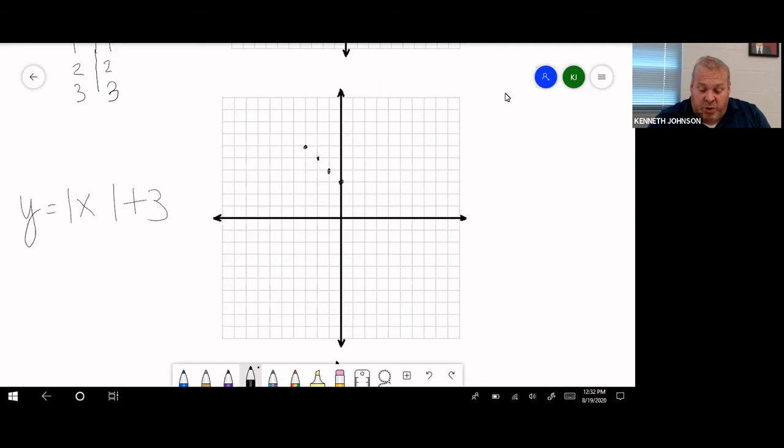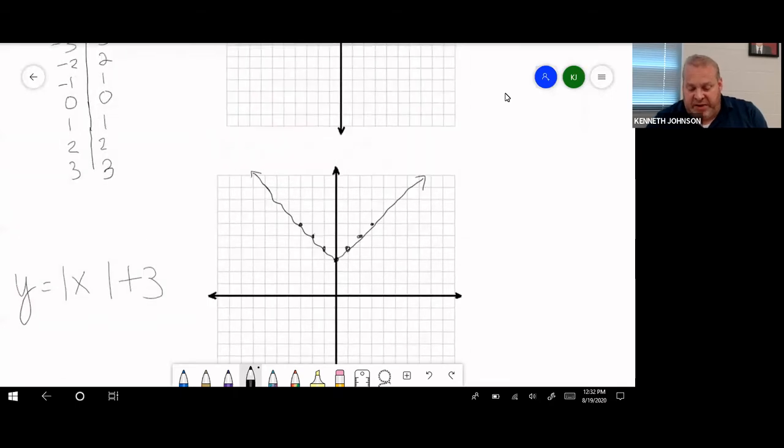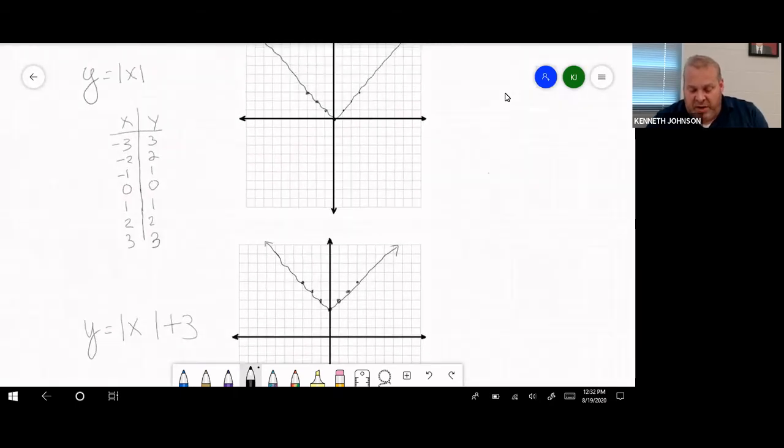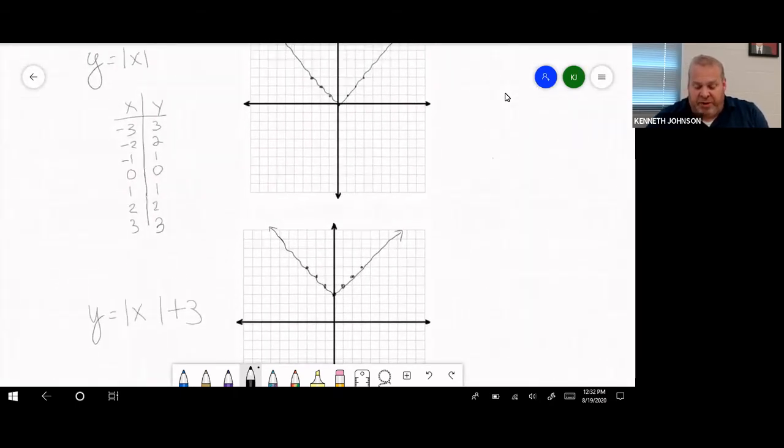Absolute value of 1 is 1. Plus 3. The absolute value of 2 is 2 plus 3. The absolute value of 3 is 3 plus 3. So what's happened is it's the exact same V-shaped graph that looks just like that. It just moved up 3 spaces. It's the same graph, literally just moved up 3 spaces.